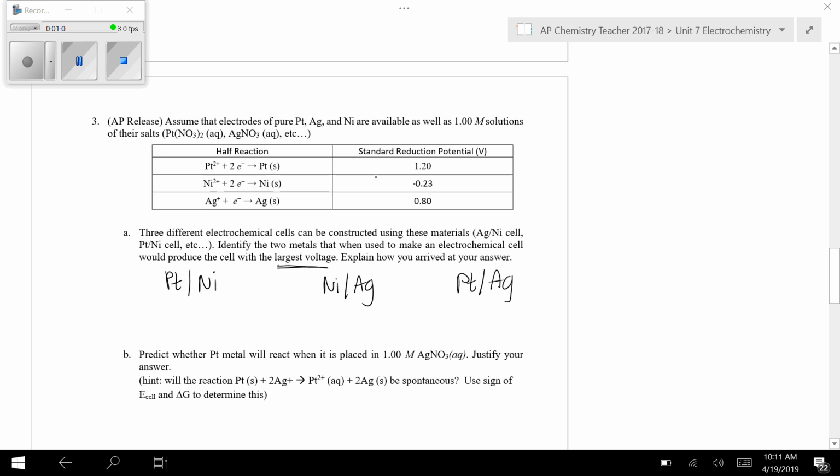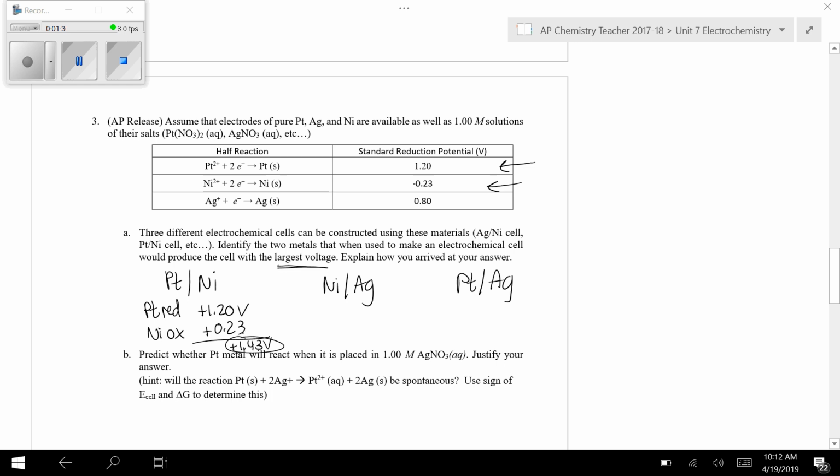So platinum's, we know the one with the highest reduction potential will be reduced. So in this case, platinum would be reduced, and that would be plus 0.12. And nickel has the smaller reduction potential, so nickel would be oxidized, so we would flip that around. And that would give us a voltage of positive 1.43 volts.